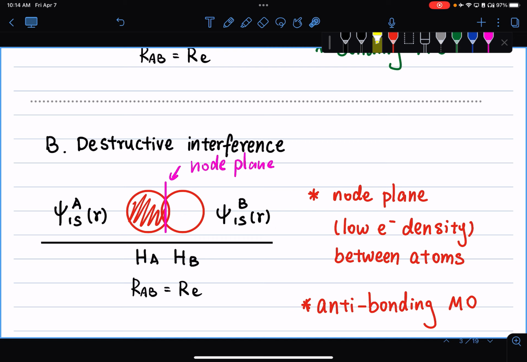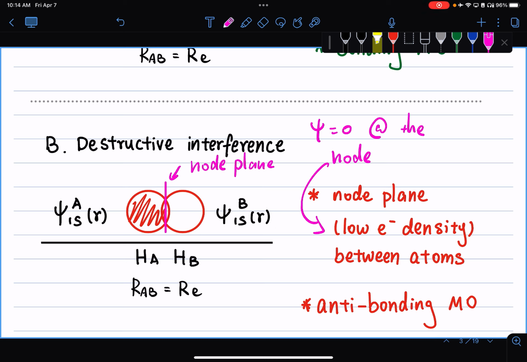And because we know the wave function equals 0 at the node, anything that's around the node plane will be low electron density regions. So if we're thinking about chemical bonds, whenever you have destructive interference, you'll have a node plane in between the atoms, and consequently, you have a low electron density region in between the atoms. So that's why we create anti-bonding MO from the destructive interference of two atomic orbitals.